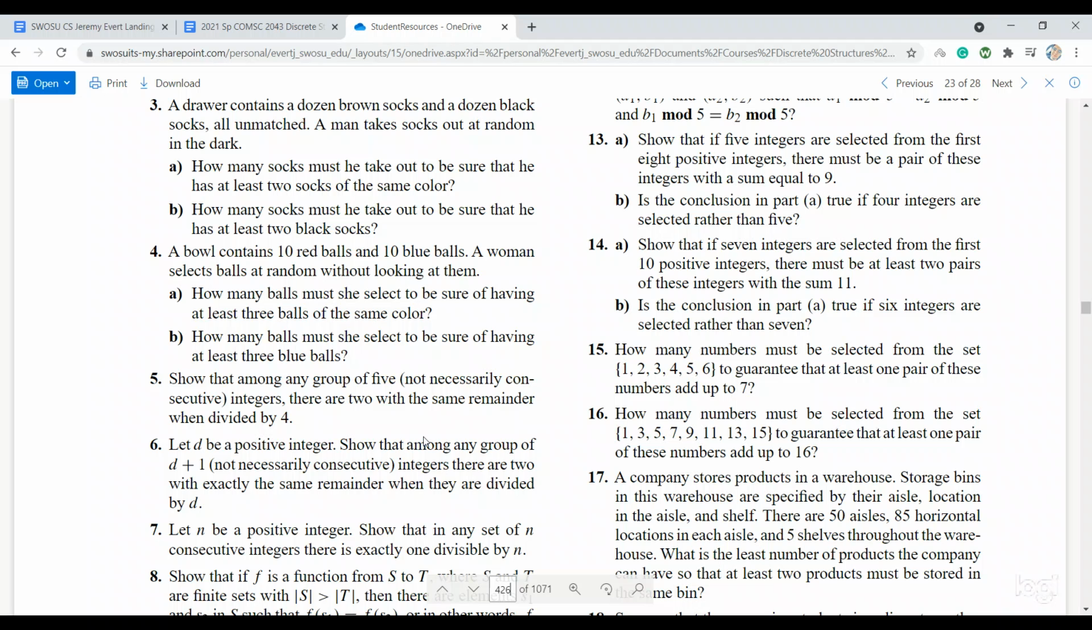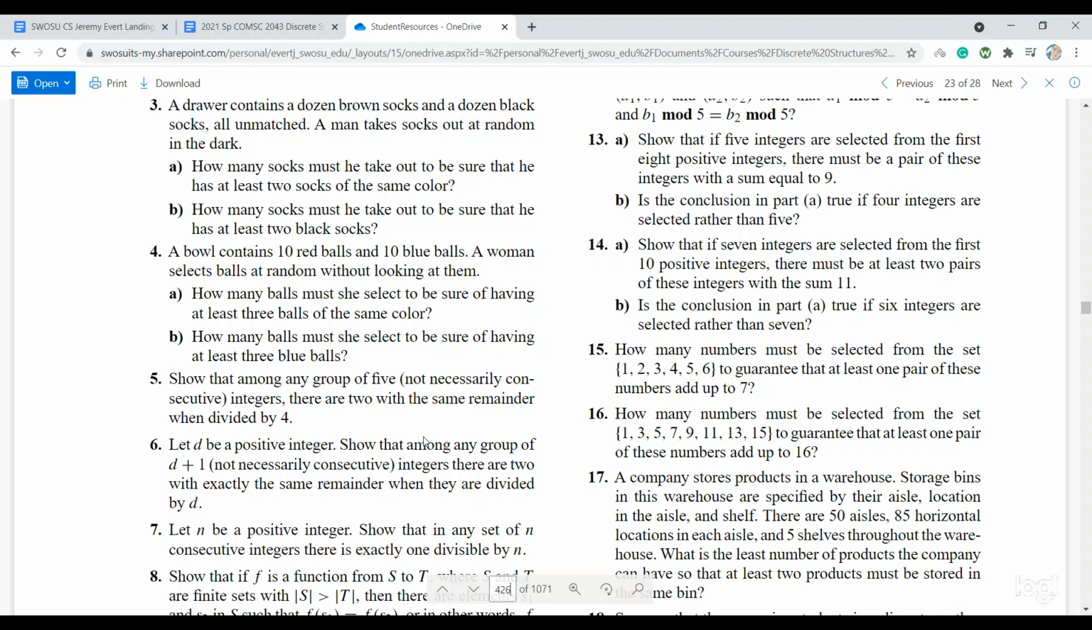Alright. Question 4. A bowl contains 10 red balls and 10 blue balls. A woman selects balls at random without looking at them. How many balls must she select to be sure of having at least 3 balls of the same color? B. How many balls must she select to be sure of having at least 3 blue balls?